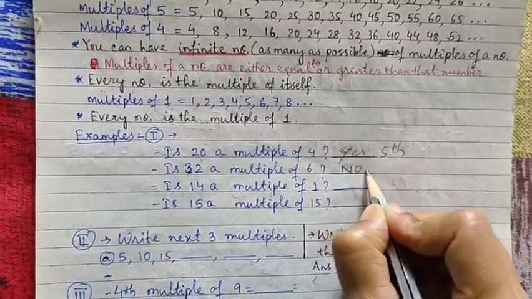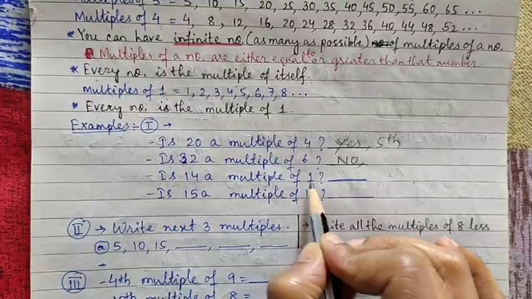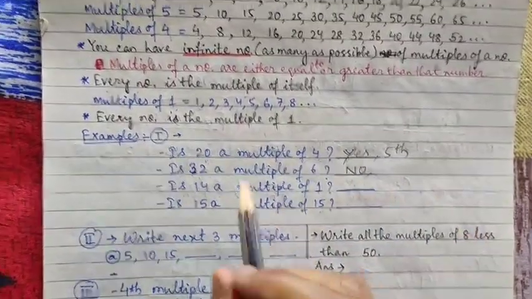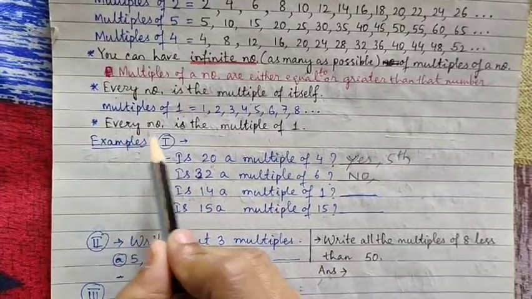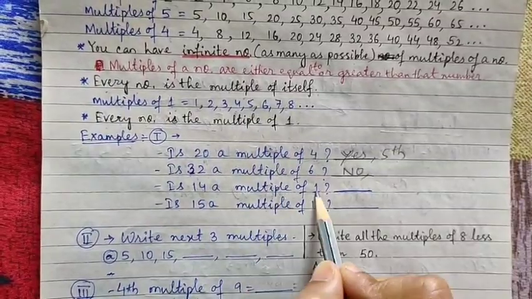You will write no. नहीं है. Is 14 a multiple of 1? 14 आता है 1 के टेबल में. Yes, 1 14s are 14. As I have already told, every number is a multiple of 1. So 14 is also a multiple of 1.